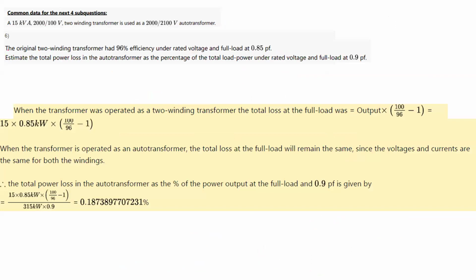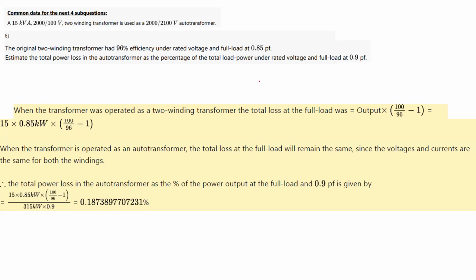Now in this next question, they are saying that the original two winding transformer had 96% efficiency under rated voltage and full load at 0.8 pf. Okay. Estimate the total power loss in the auto transformer as the percentage of total load power under rated voltage and full load at 0.9 pf. Okay, so when the transformer was operated as a two winding transformer, so the total loss is what?